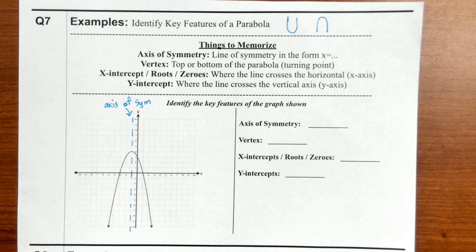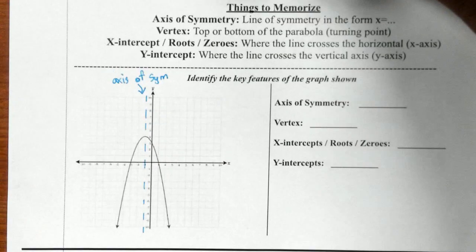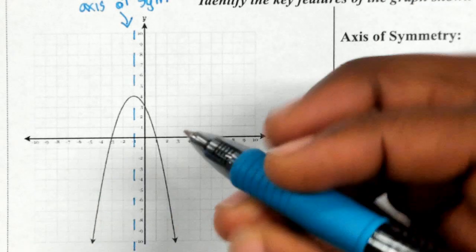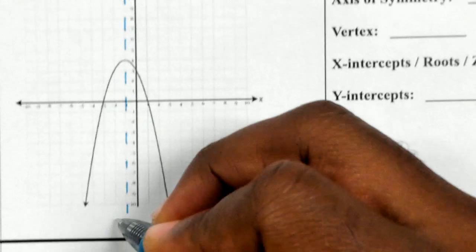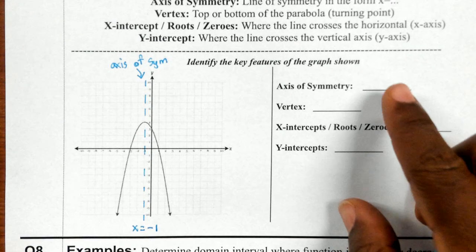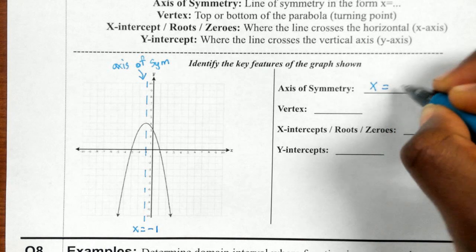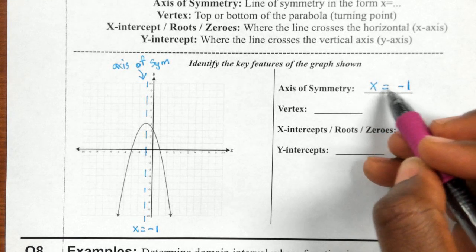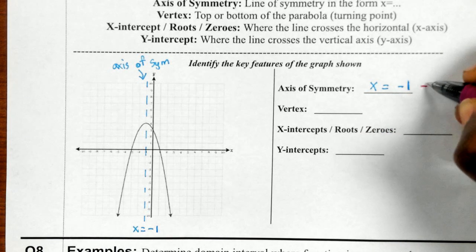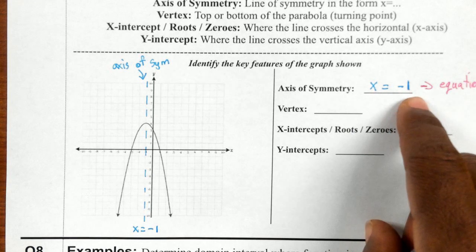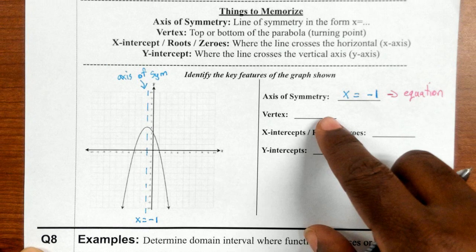Your axis of symmetry is an equation. In this case, your axis of symmetry will be x is equal to, what is this? -1. So your axis of symmetry is x equal -1. On this line that I see right here, I will put x equal -1. Because your axis of symmetry is an equation, you have to write x is equal to. So let's try to do the next one.